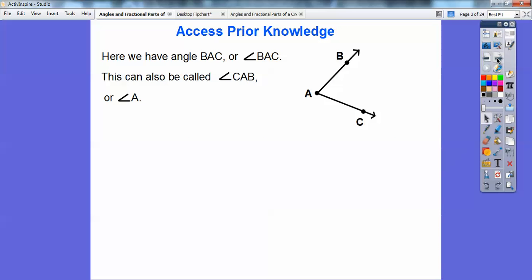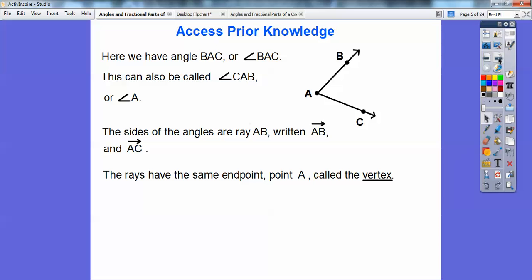So here we have angle BAC, and we can also call it angle CAB. And since there's only one letter here at the vertex, we could also call it angle A, okay? So the sides of the angles are called rays, and so we'd say here's ray AB and here's ray AC, okay? And the rays have the same end point, and the end point is actually the beginning point, but textbooks like to call it an end point.